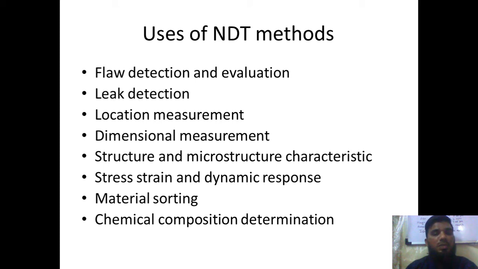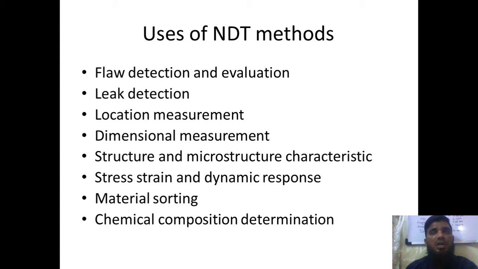Next is dimensional measurement. I have told an example of dimensional measurement. If the small thicknesses are there which cannot be measured using any kind of micrometers, that can be done by using non-destructive testing methods. Next is structure and microstructure. I have told an example of SEM analysis.